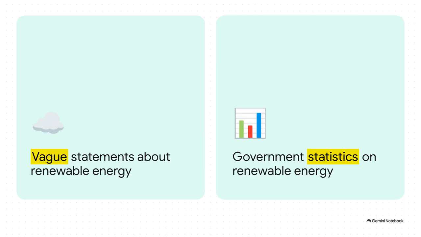The second essay, however, uses hard government statistics, explaining exactly how much pollution is reduced by wind farms according to environmental scientists. It's a no-brainer. The essay relying on solid statistics completely crushes the one relying on vague guesses. Quality evidence matters for sure.